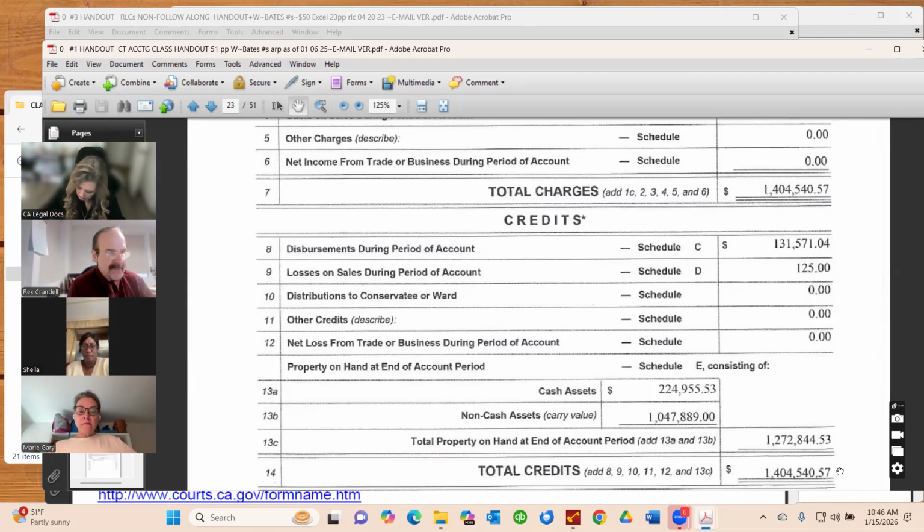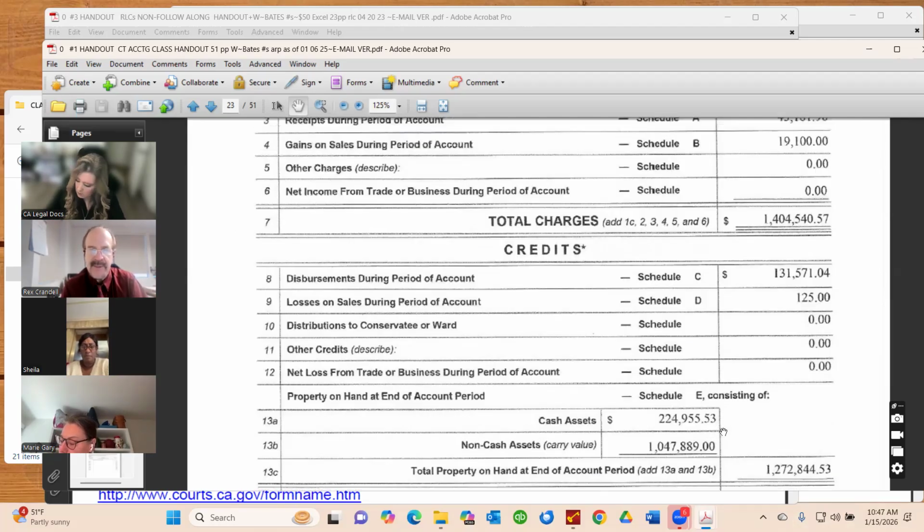I do a lot of income tax work in addition to law. And for income tax, the IRS does not want pennies on the tax return. Pennies are worthless now, and we round off for tax to the nearest dollar. However, the court system is a little more anal retentive, and they want pennies on everything, so don't round your numbers.